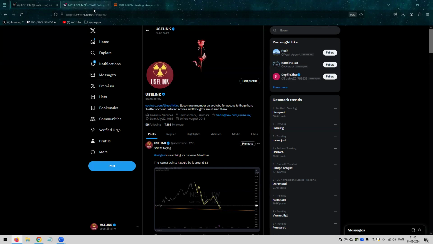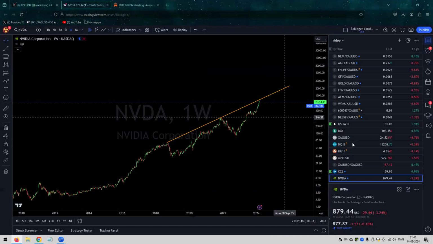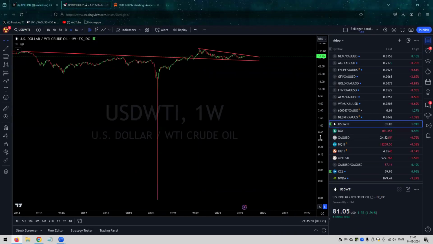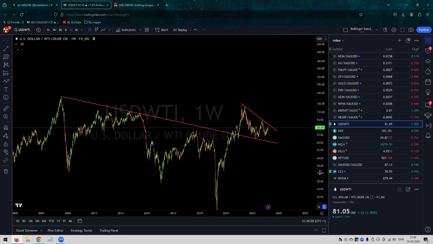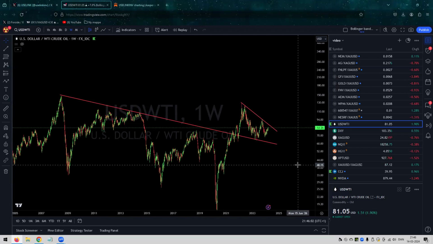So yep, let's see where we are. I have roughly eight or nine charts. As you can see here, we have some oil, dollar, NASDAQ, copper, CCJ, Nvidia, gold to silver ratio. We will go through it here. So first off, we have the USD WTI. This is oil.